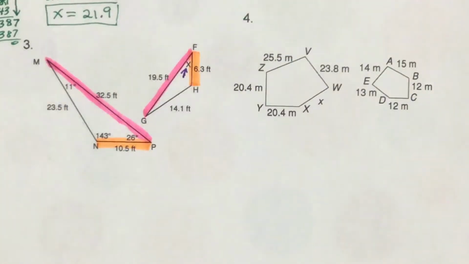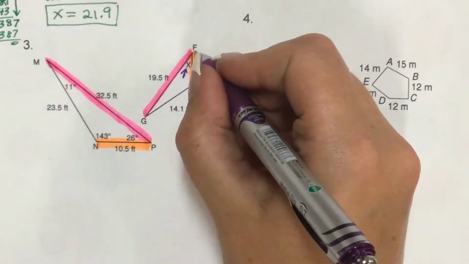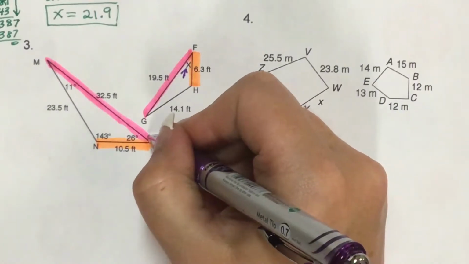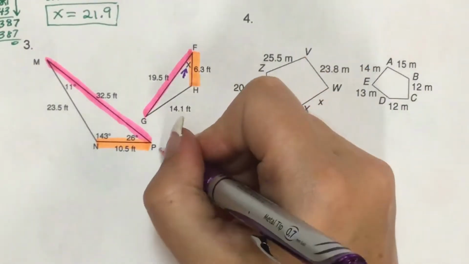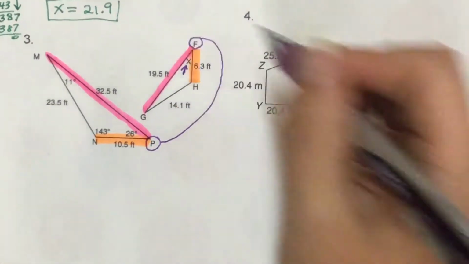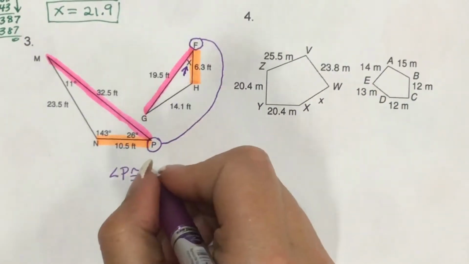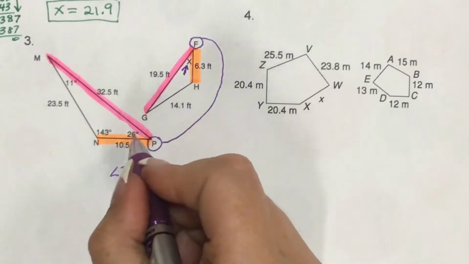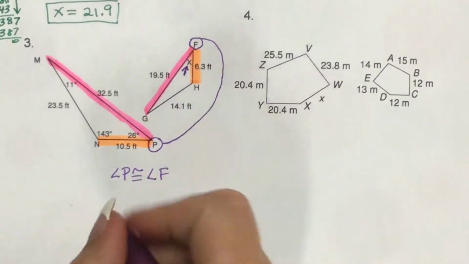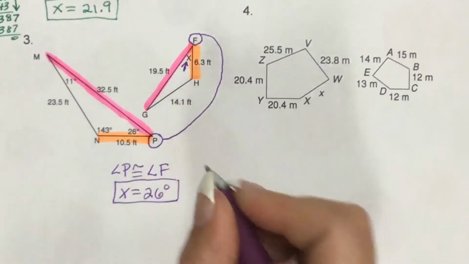And if you see again, the angle that we're looking for is between the biggest and the smallest side. And so that means that the angle that's going to correspond with angle F is going to be the angle on the big triangle that is also between the biggest and the smallest side. So that means that P corresponds to angle F, which means they're exactly the same. So angle P is congruent to angle F. And if angle P is equal to 26 degrees, that means that angle F is equal to 26 degrees, which means X is equal to 26 degrees. So if you got that one right, great job.